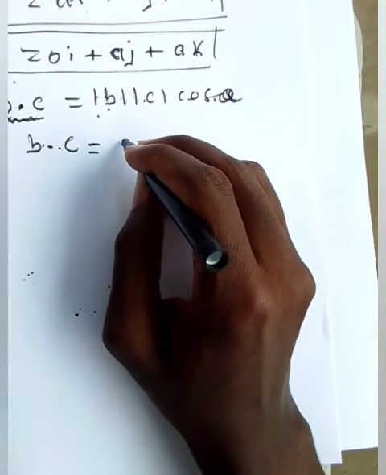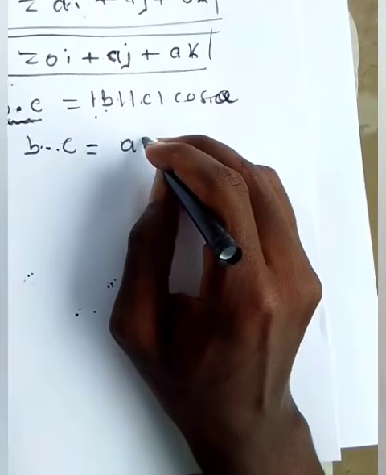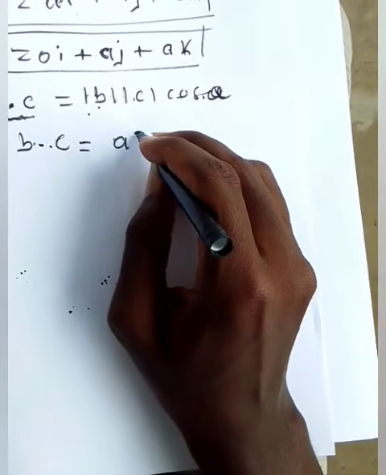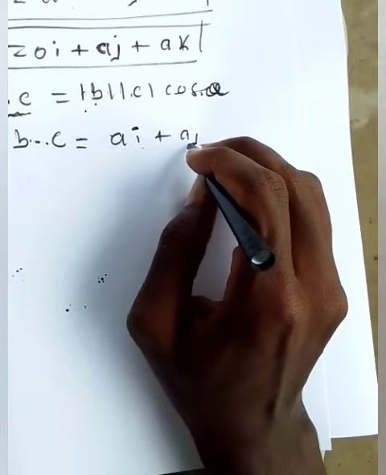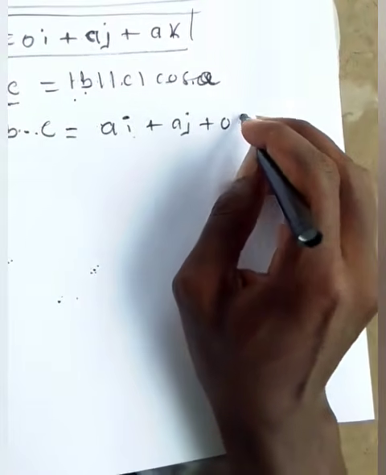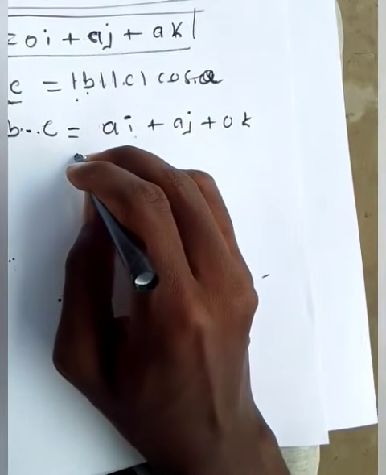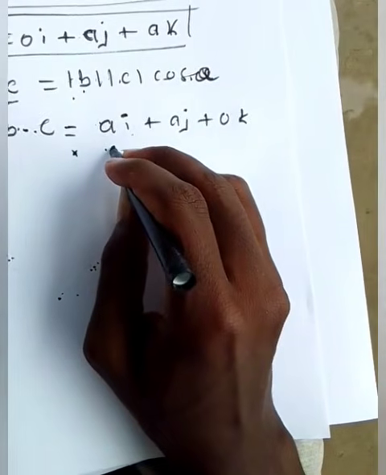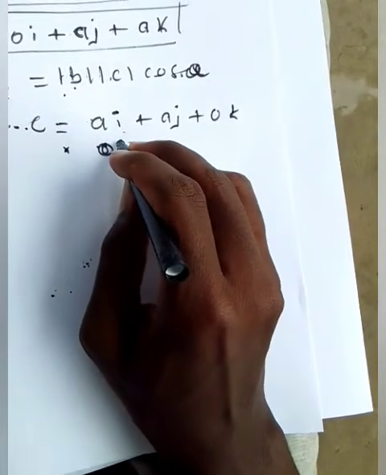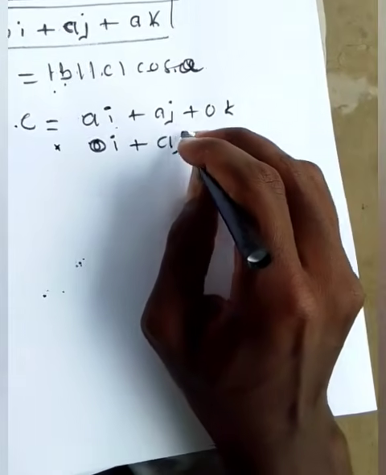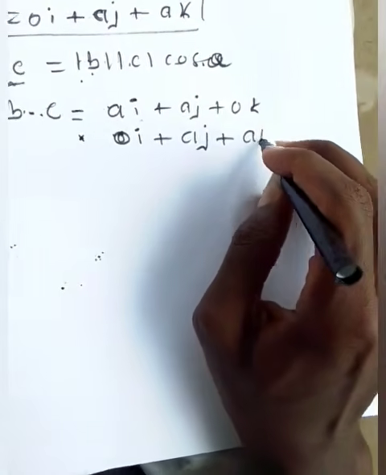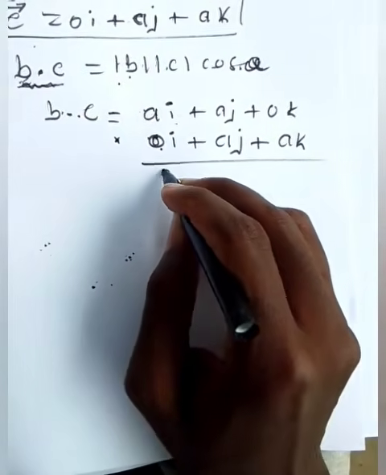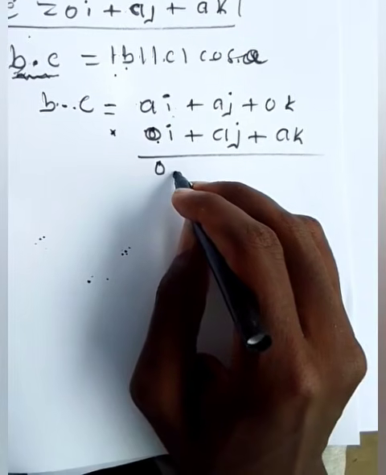So it's going to be the vector of B, which is this one, times the vector of C, 0i plus aj plus ak. So a times 0 is 0, plus.